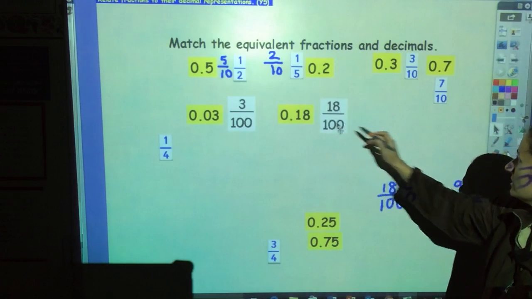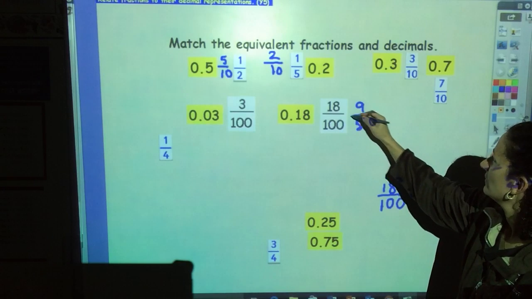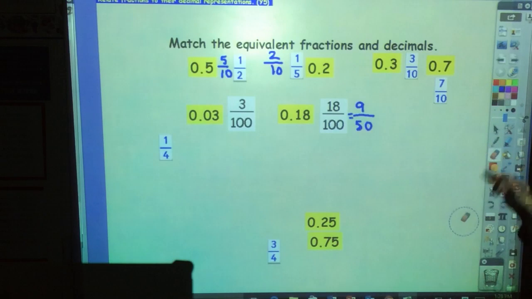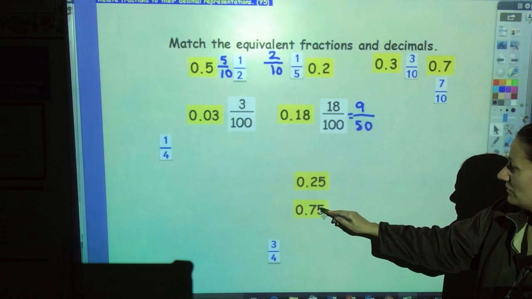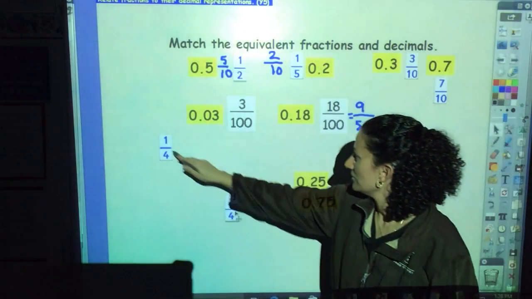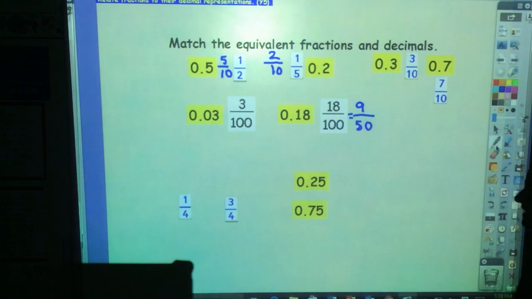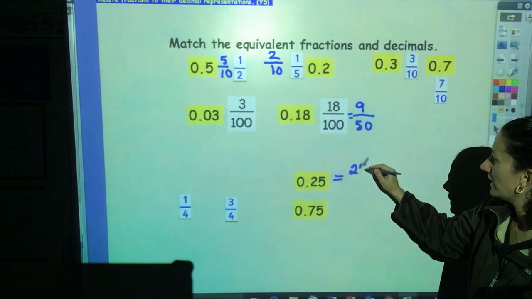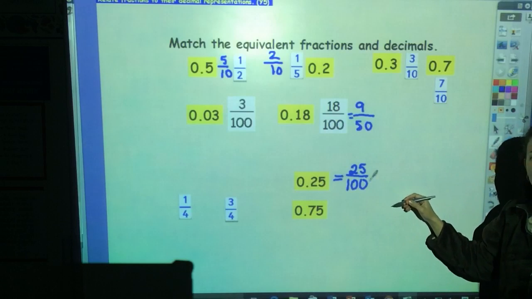So 18/100, which is also the same as 9/50. All right, just 2 more here. So we got 0.25 and 0.75. And I don't see either one of those numbers as a fraction right away. But I do notice that 0.25 is 25/100. And I notice that that can be reduced.